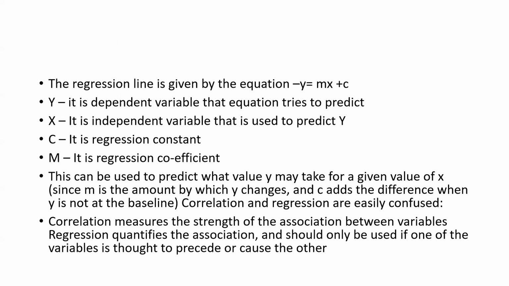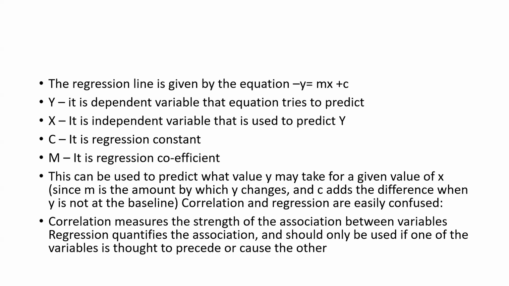The regression line is given by the equation y = mx + c. Here y is the dependent variable that the equation tries to predict, x is the independent variable that is used to predict y, c is the regression constant and m is the regression coefficient. It can be used to predict what value y may take for given values of x.